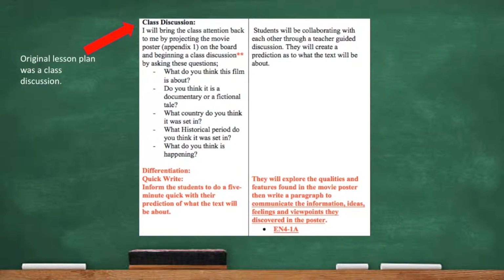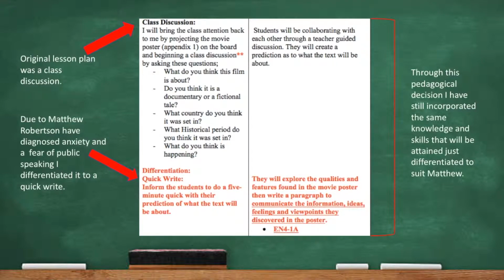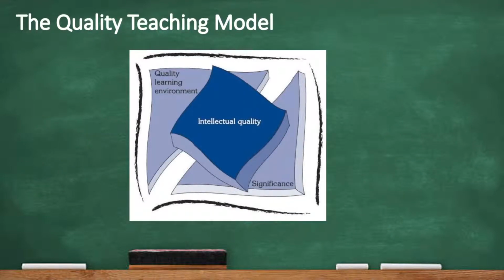Another example is original lesson plan was a class discussion. I changed that to a quick write due to Matthew Robinson having diagnosed anxiety. So through this pedagogical decision, I've still incorporated the same knowledge and skills that will be attained, just differentiated to suit Matthew. So throughout all my lesson plans, I've embedded the quality teaching model.